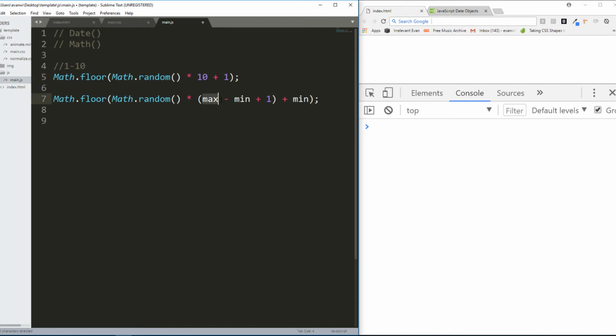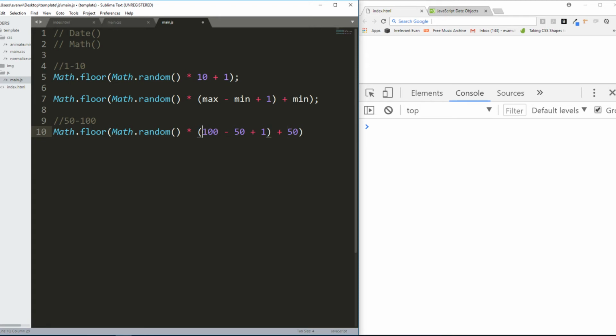If you're confused about why we have max minus min plus 1, well, you're not always going to start from a minimum range of 1. Let's say we wanted to generate random numbers between 50 and 100. We would need Math.floor of Math.random times 100 minus 50 plus 1, plus 50.